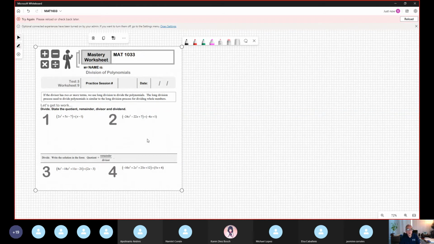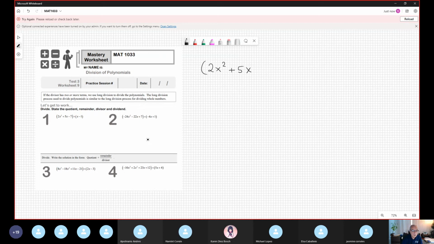Long division. You divide 2x to the second power plus 5x minus 7 by x minus 1. The symbolic way is given like that, but I don't like this way. I copy it in the typical format of long division. Get this: 2x squared plus 5x minus 7.